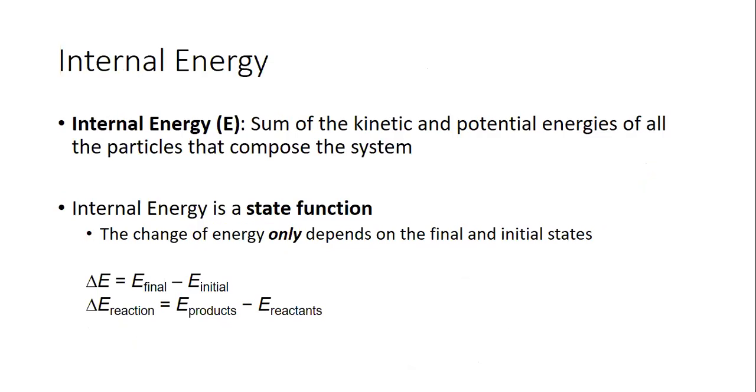Now, when we talk about energy in chemical systems, we are really talking about internal energy. And internal energy is just the sum of kinetic and potential energies of the system. So all the particles in the system will have their own kinetic and potential energy. And the entire internal energy of the system is just the sum of all of those. And when we talk about energy, energy is what's called a state function. And what a state function is, is that it only depends on the final and initial states.